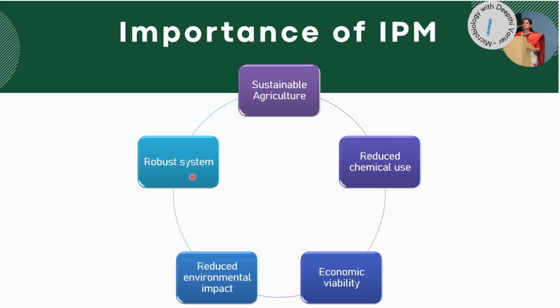The vigor of the plants is very good. They are able to resist pests. They are able to resist disease outbreaks. And that is the kind of system that we are developing. So this slide, whatever is shown, is the importance of IPM. You could also include it under advantages or benefits of IPM.